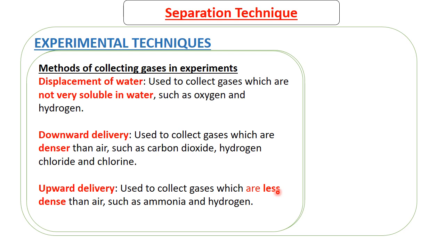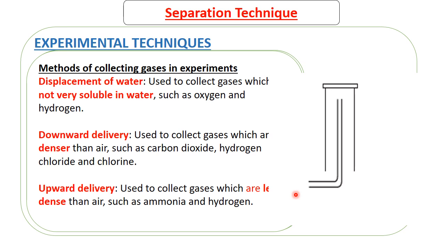The last one is upward delivery. This is used to collect gases which are less dense than air, such as ammonia and hydrogen. So what does it mean, less dense than air? It means it's lighter than air, which means when you release it where there's air, it will go up because it is less dense.